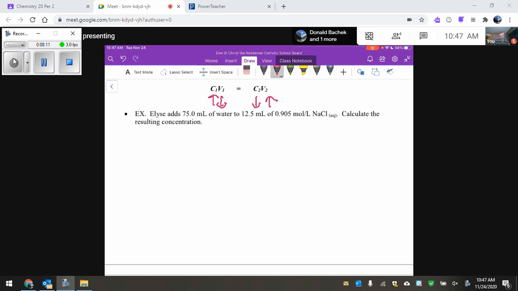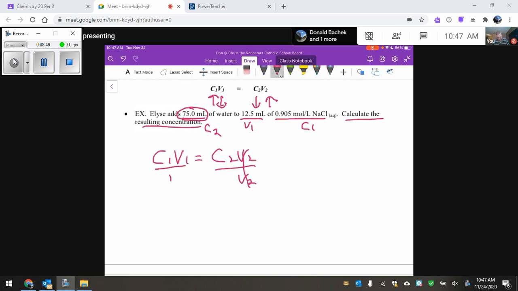So this one says: Elise adds 75 milliliters to 12.5 of this. Calculate the resulting concentration. So the resulting concentration in this case would be C2. This would be C1, and this would be my initial volume, of course. Initial concentration, initial volume. Now, we'll talk about this number here right away, okay? Now, I'm going to start with my formula here. C1V1 equals C2V2. This is what we're doing for homework today, basically, okay? We want to calculate the resulting concentration, C2, so I'm going to divide by V2. Boom, divide by V2, okay?